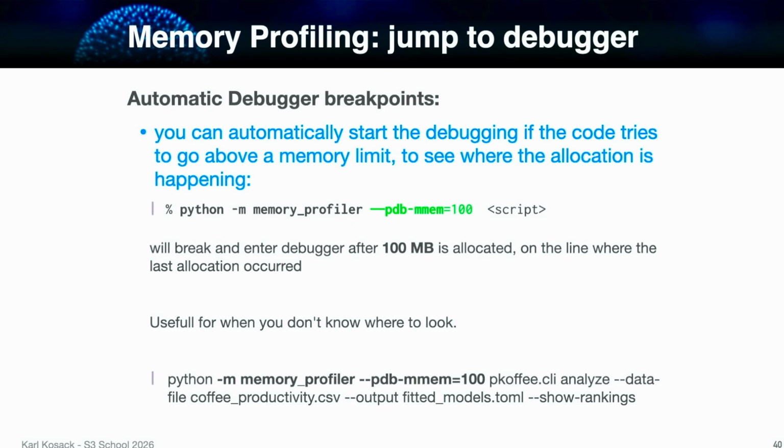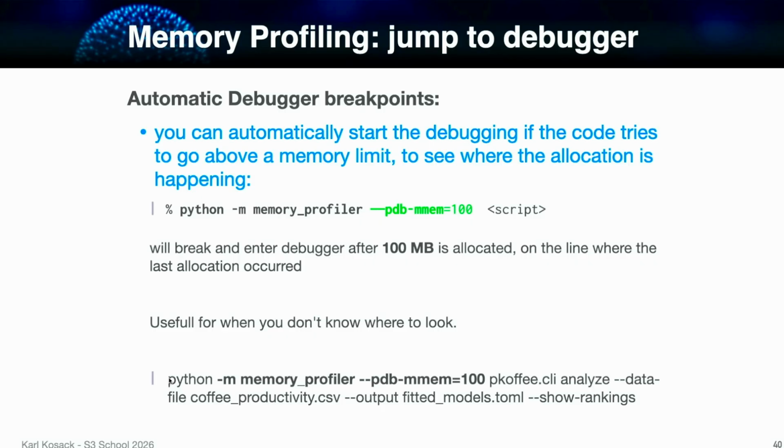I think the latest version, again, this memory profiler is no longer maintained very well, and I think it's somehow broken. Normally, just like in the profiler, you could set an option, pdb-mmem, and when you've allocated more than 100 megabytes, it should drop into the Python debugger and tell you where that happened. That used to work, and now I could not get it to work again.